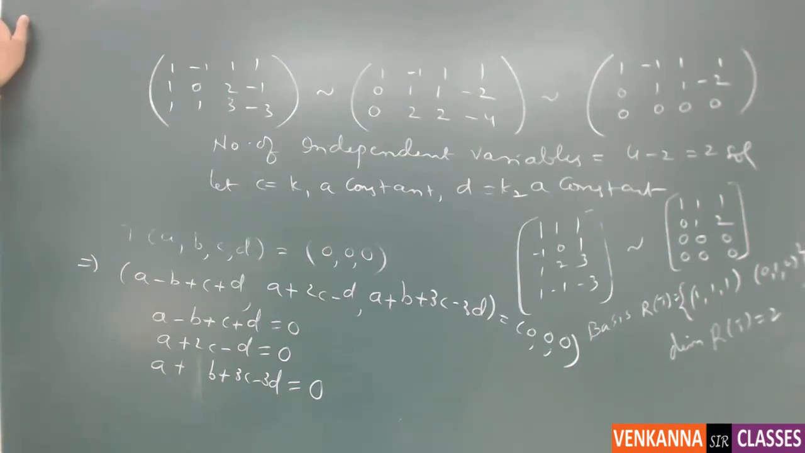Can you recollect the method? Please tell. Number of solutions is equal to number of variables minus rank. So you will have two solutions, hence we need to take two constants. Since it is an upper triangular matrix, we usually take the last two variables as constants. So take C equal to K1, a constant, and D equal to K2, a constant. All of you can recollect that?